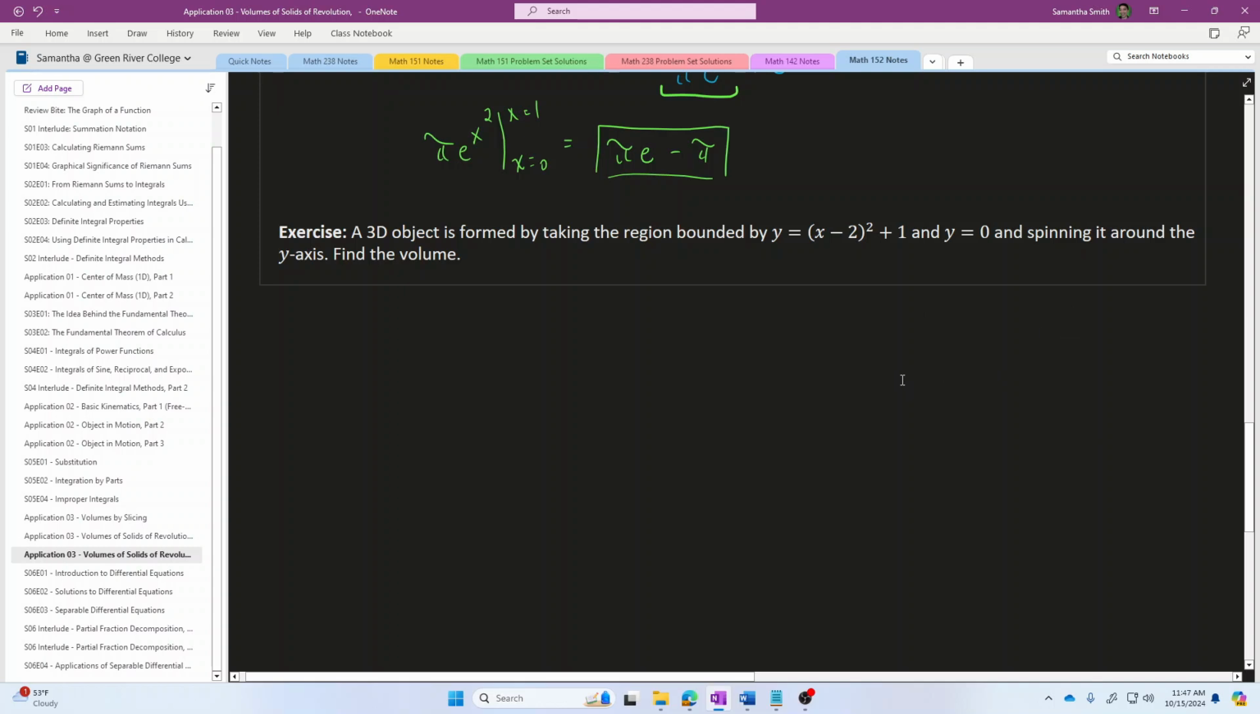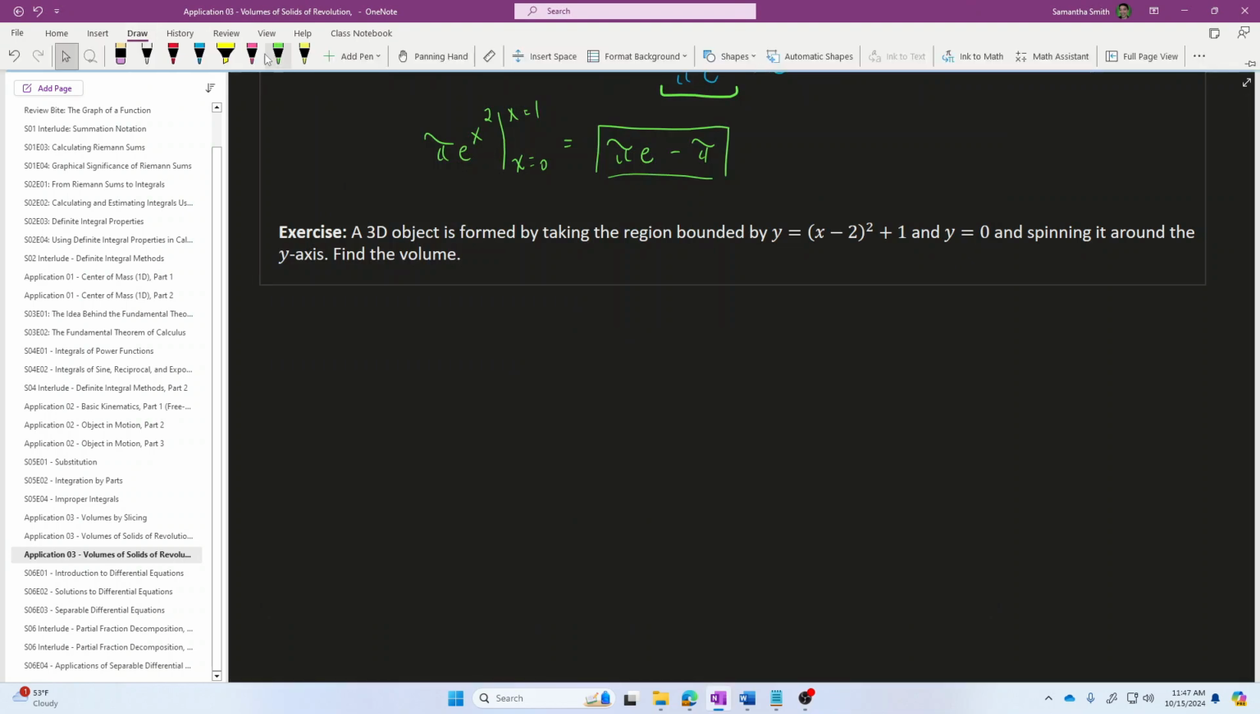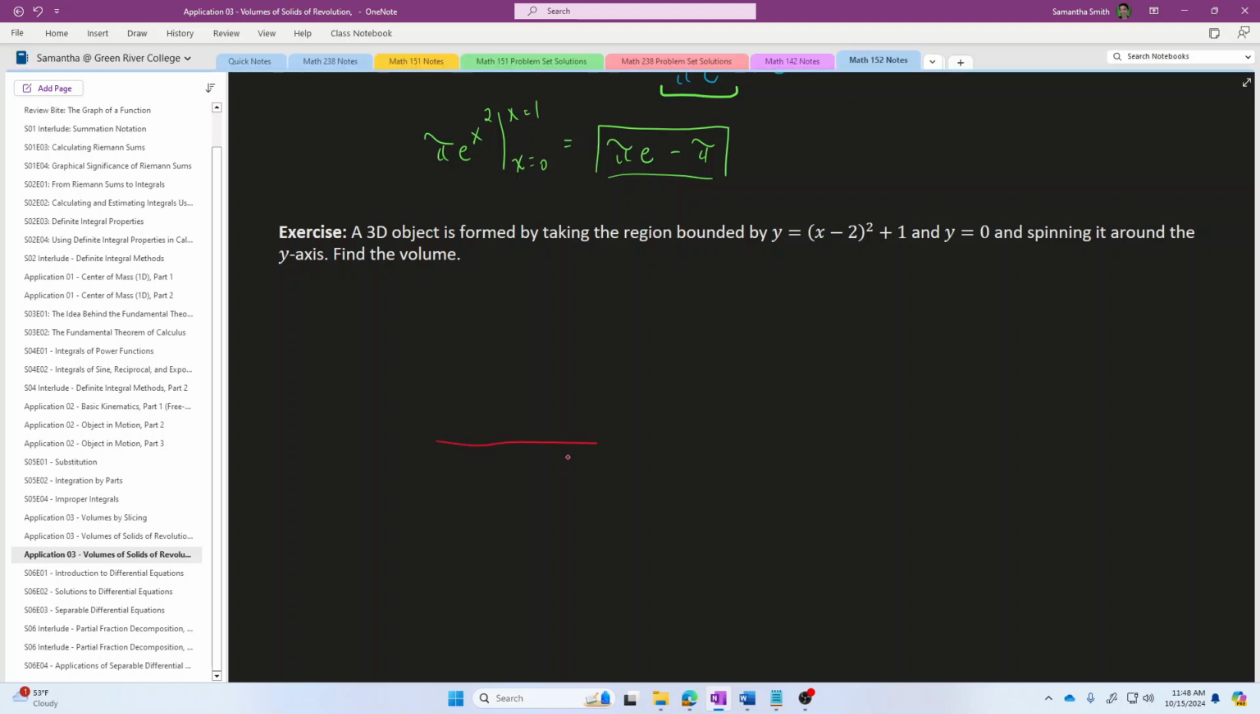And so here we have a three-dimensional object formed by taking this region bounded by this parabola at the top and by y equals 0 at the bottom, and spinning that region around the y-axis. Let's try and find the volume of this object. So once again, the first thing I'm going to do is draw the region, and I'm going to draw at least one slice from the object.